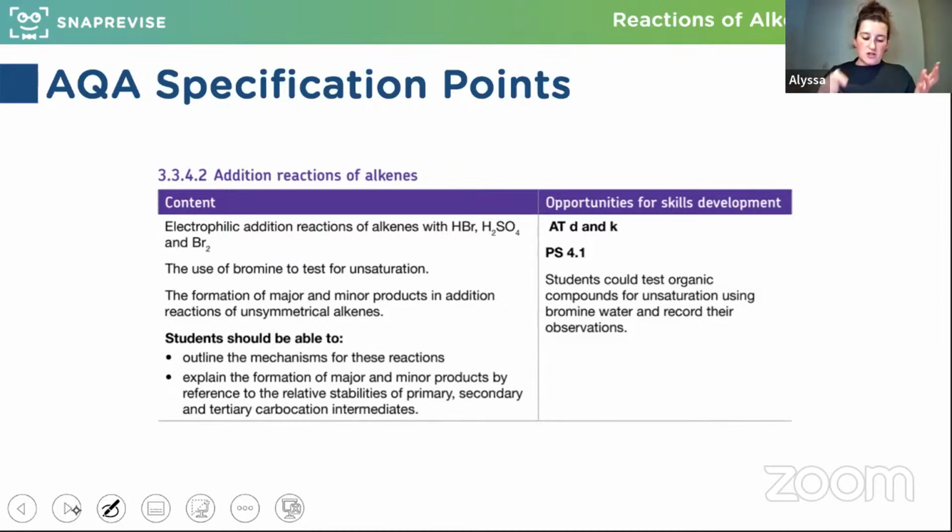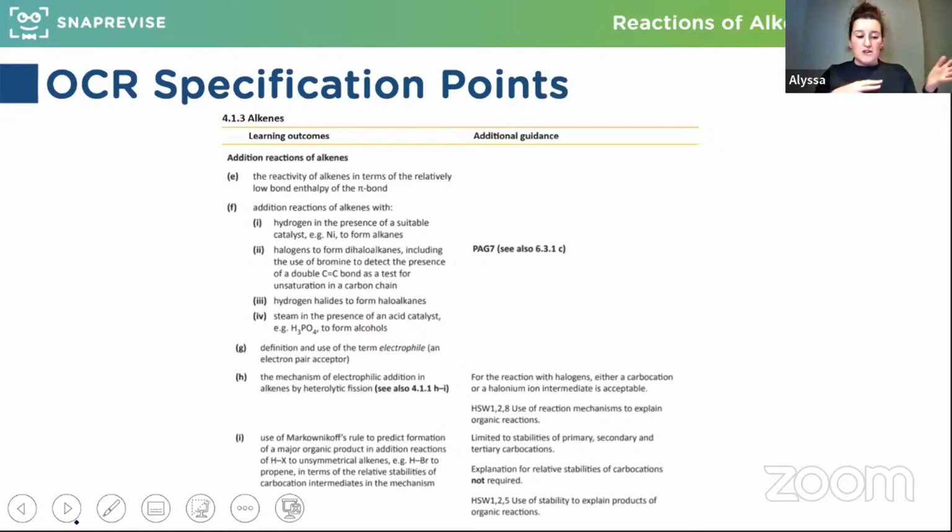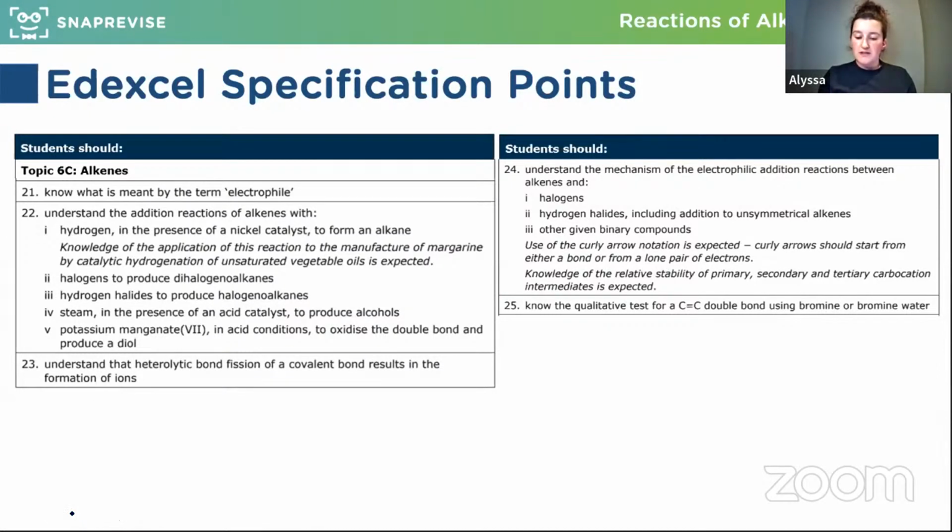For AQA, just to clarify, we don't call it Markovnikov necessarily. We call it major and minor products, but it's the same thing. It just has a name in Edexcel. So it's based around all three. That was the AQA specification points that we're going to be covering. This session intends to cover the specification points from all three main exam boards, AQA, Edexcel, and OCR. These are the OCR specification points, and you'll notice they name it as Markovnikov's rule, but it's the same content as in AQA. And then Edexcel, they don't mention specifically a rule, but we do talk about addition to unsymmetrical alkenes over here, which is the same thing, formation of major and minor products.